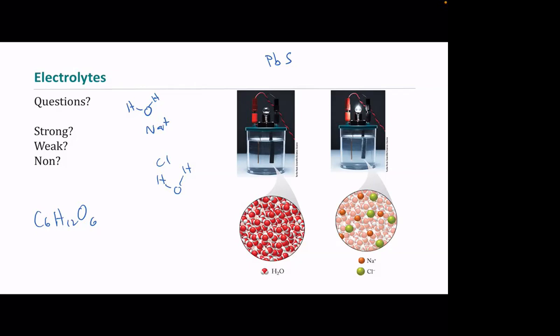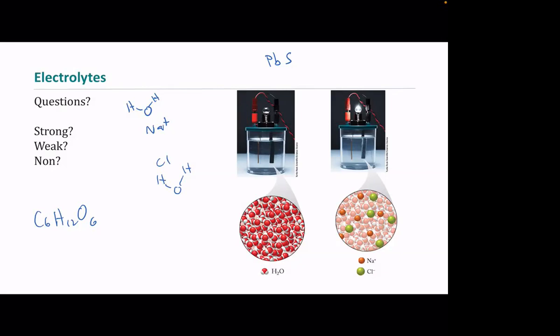It interacts with the water molecules. That's what allows it to dissolve in the water. It has a high solubility, but it does not form ions. It's a non-electrolyte. So it will not conduct electricity, but it will dissolve in water readily.